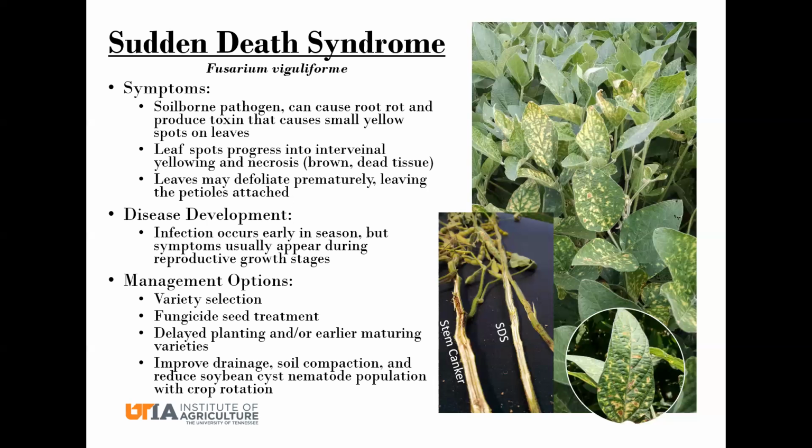Again, management options are varietal selection, utilizing that fungicide seed treatment we talked about previously. Delaying planting here or even choosing an earlier maturing variety is a very good option. And also making sure in our fields we're improving that drainage, reducing soil compaction, and reducing soybean cyst nematode populations with crop rotations.